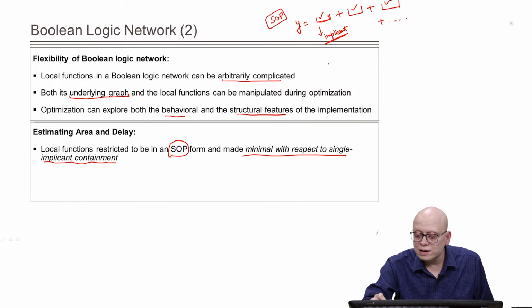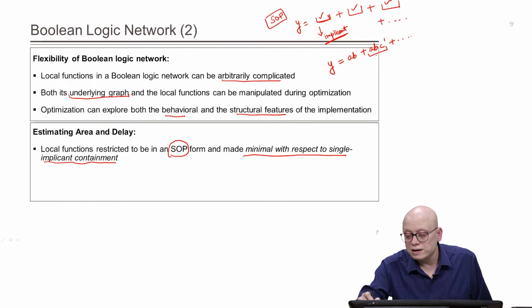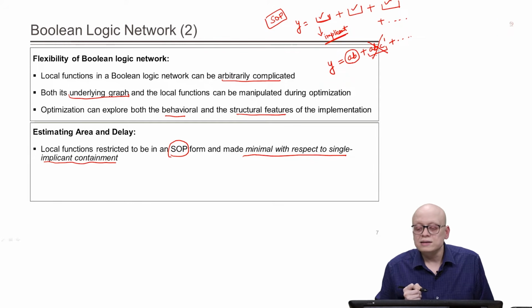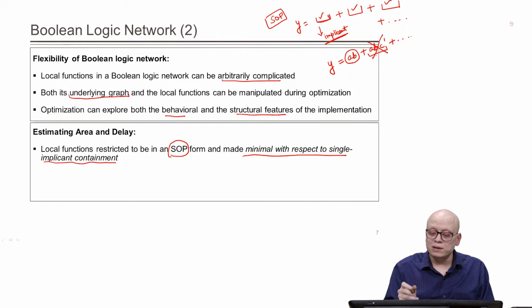So if we have an expression like AB plus ABC bar, for example, this implicant is fully contained by this implicant. So we will not allow this to exist; we will drop it in the local function. Why are we doing this? If we constrain the local function to be in SOP form and minimal with respect to single implicant containment, then we can easily measure the area and delay.